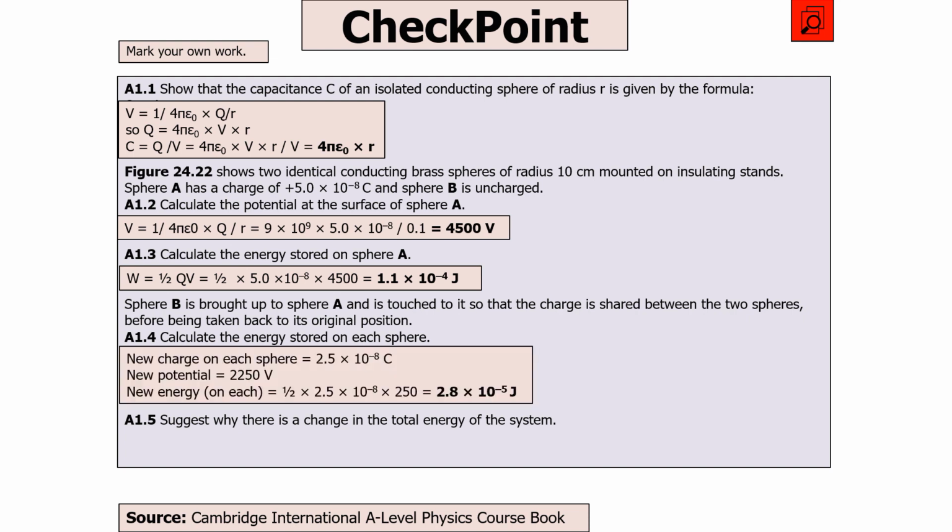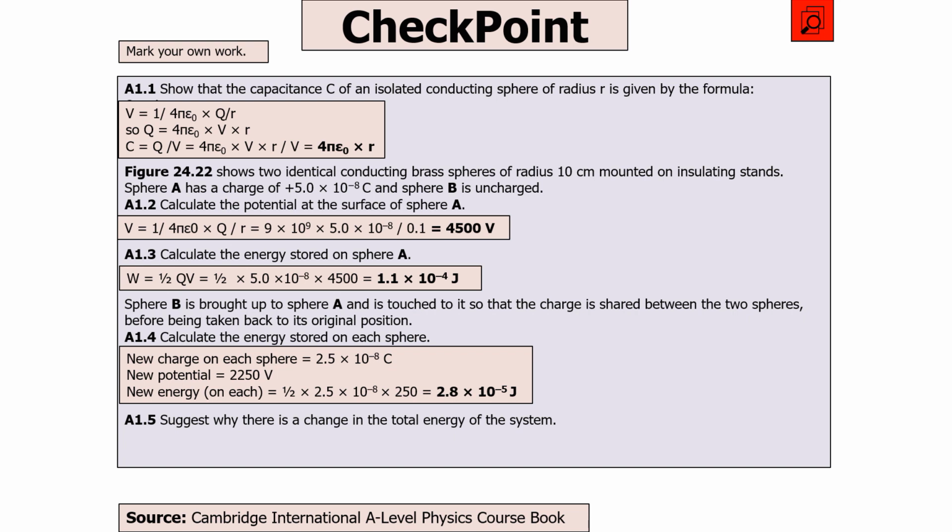In this next one, we know that the new charge on each sphere, because they've been touched, will share that charge equally, so it'll be 2.5 times 10 to the minus 8 coulombs. Our new potential is therefore going to be 2,250 volts because we're sharing the charge originally, so therefore it halves. So the new energy found on each of them is a half times QV. We've got a new value of Q, we've got a new value of V, so we can work it through and we get 2.8 times 10 to the minus 5 joules.